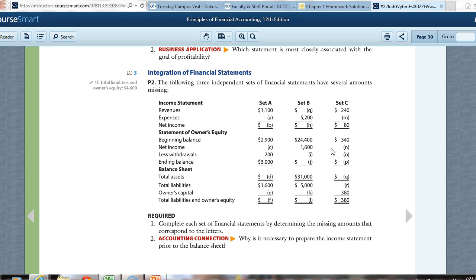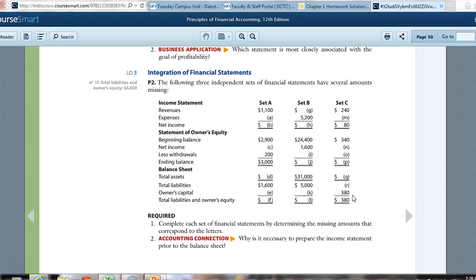Okay, we know our owner's capital is 380. Can't we go to P and put in 380? So if our balance sheet at beginning owner's equity capital is 340 plus our income of 80, and we know our ending owner's capital is 380, what do our withdrawals have to be? 40. If we know our total liabilities and owner equity is 380 and our owner's capital is 380, what are our liabilities? Zero. And our assets have to be 380.